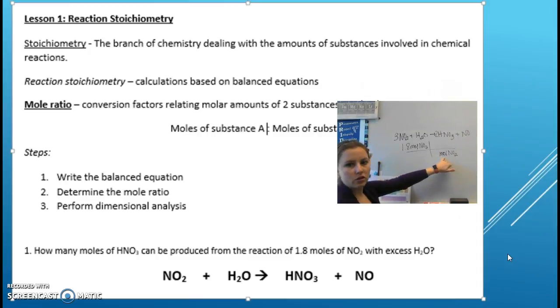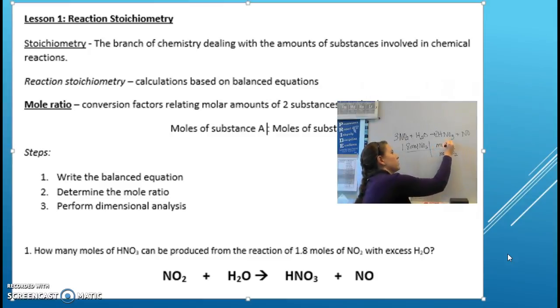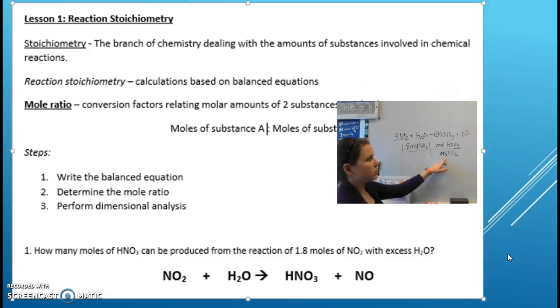And we want to get to moles of HNO3. So the way that we can go from one substance to the other is using these coefficients out in front. So we can put the 3 here for moles of NO2 because there's a 3 out in front here. Then we can put the 2 here because there's a 2 out in front.